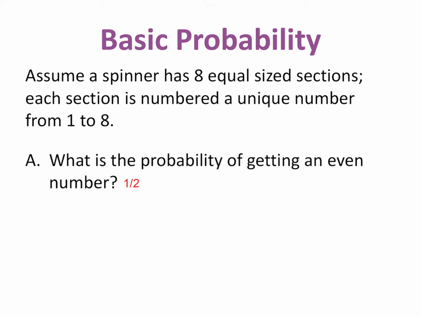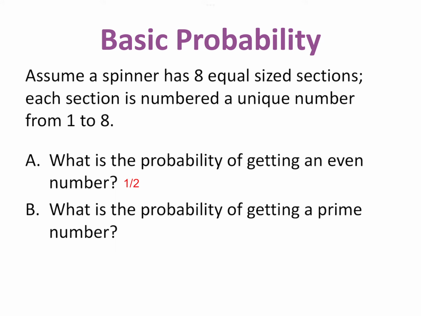So if we think about just general probability, if you have a spinner that has 8 equal size sections, each section is numbered a unique number from 1 to 8. So you have 3 questions there. Take a second, pause the video, see if you can answer those 3 questions and see what the probability is. So for example, part A, what is the probability of getting an even number on 1 through 8? Well, 1 through 8, half of them are even, so 1/2.